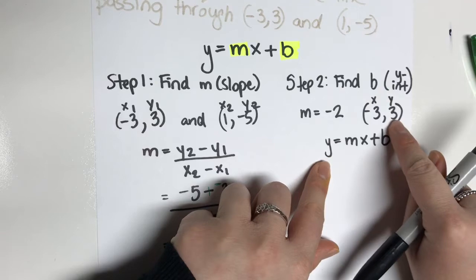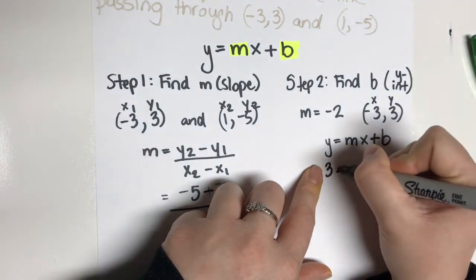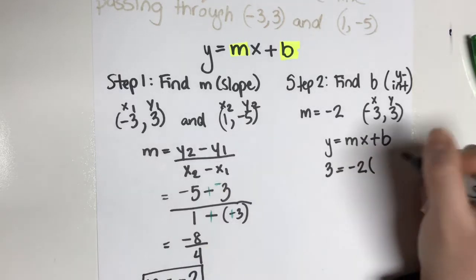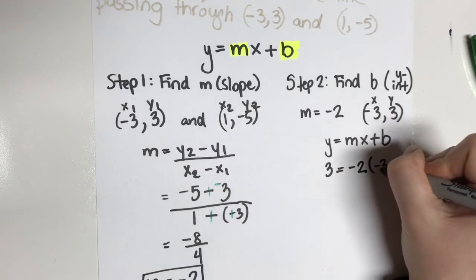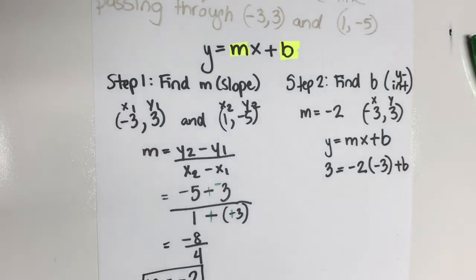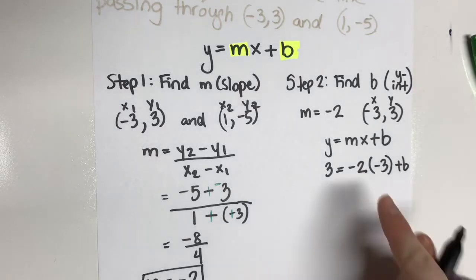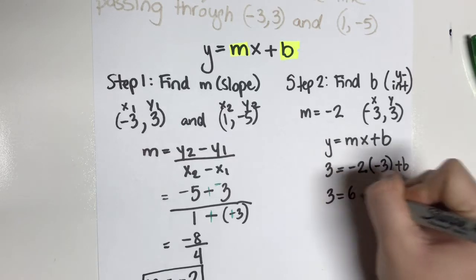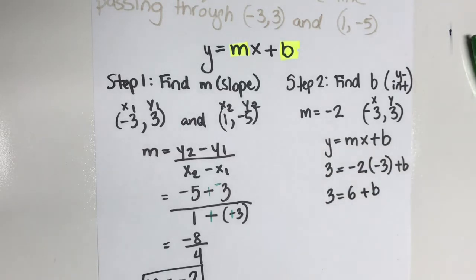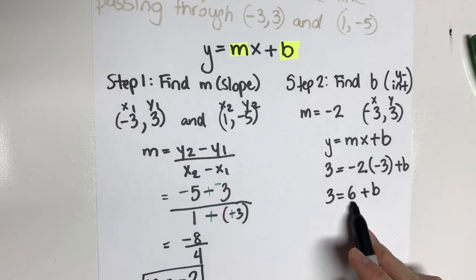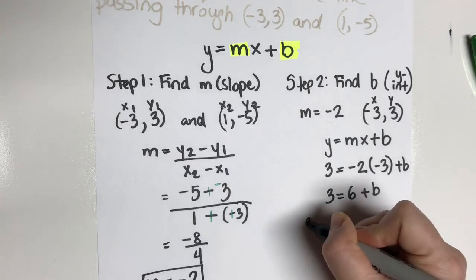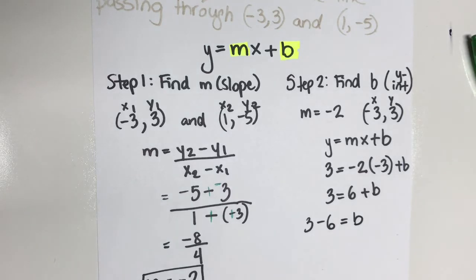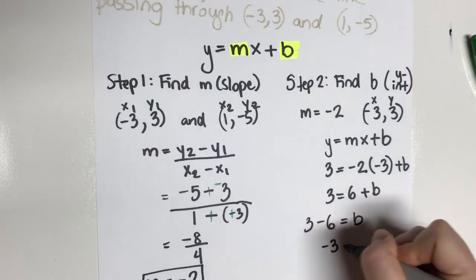Instead of y, I'm going to write 3. Instead of m, I'm going to write -2. And instead of x, I'm going to write -3. Now I'm going to simplify. -2 times -3 is 6. I'm going to solve for b, bring 6 over to the other side. On the other side, it's -6, because it's opposite. 3 minus 6 is -3.